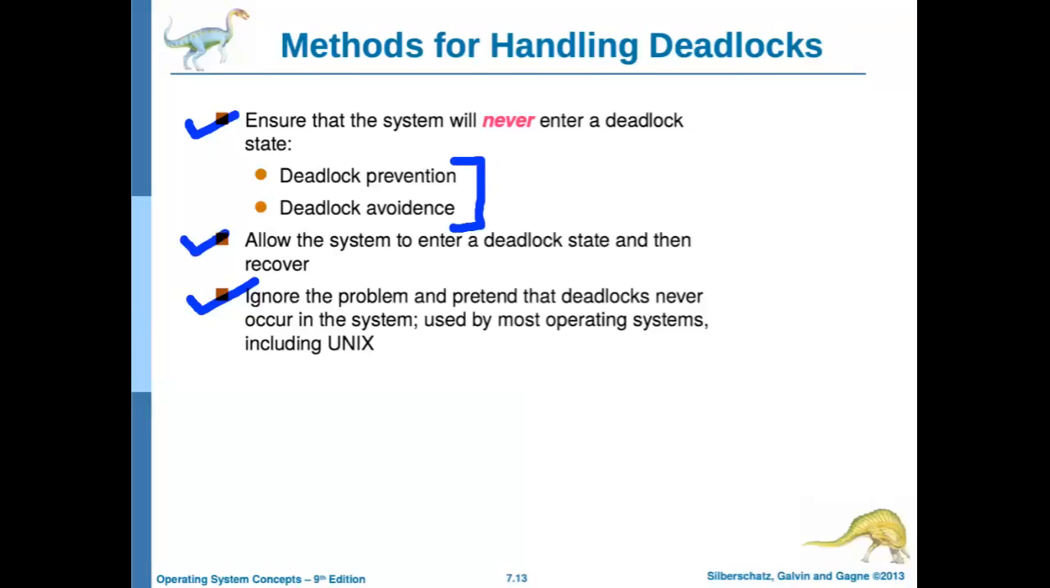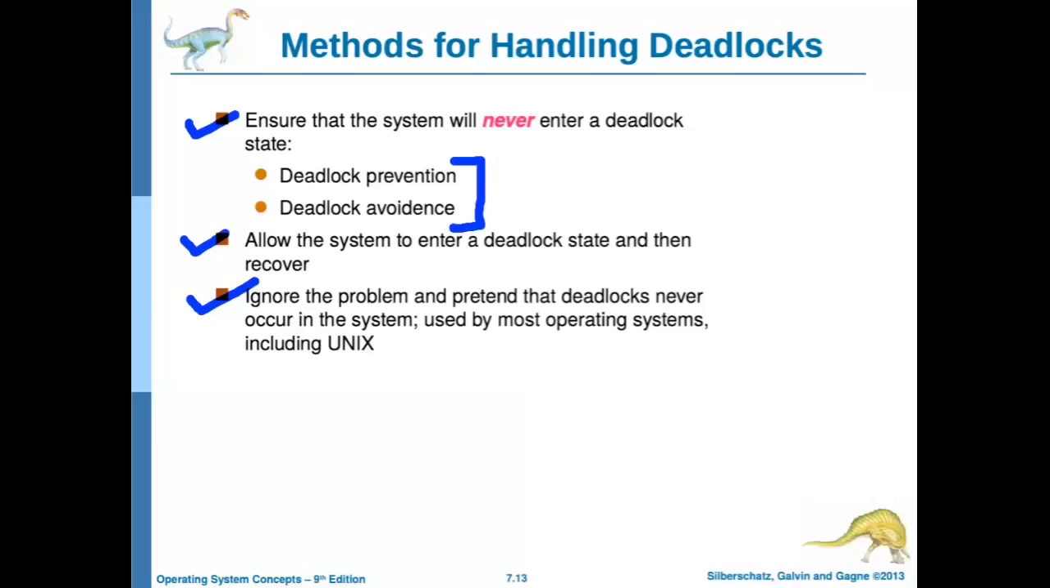Okay. So three methods as I mentioned. First method is to make sure that the system will never enter a deadlock state. So whenever the operating system tries to allocate resources to the processes, it will allocate them in such a way that the OS ensures it won't result in a deadlock state. And for that, two algorithms are there: deadlock prevention algorithm and deadlock avoidance algorithm.